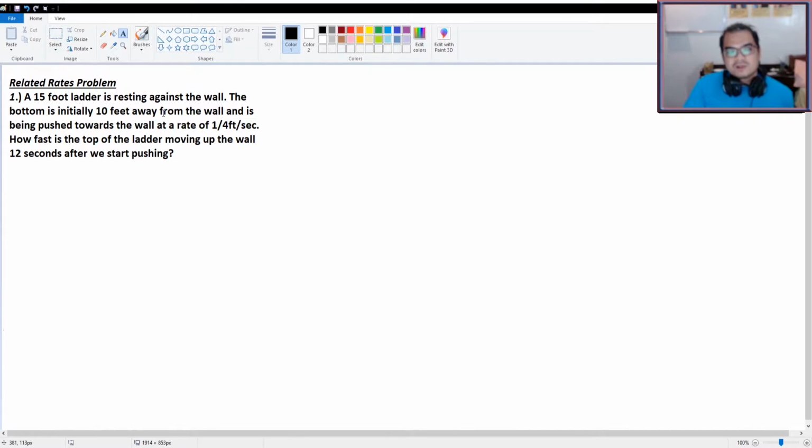So a 15-foot ladder is resting against the wall. The bottom is initially 10 feet away from the wall and is being pushed towards the wall at a rate of 1/4 feet per second. So that's also 0.25 feet per second. How fast is the top of the ladder moving up the wall 12 seconds after we start pushing?